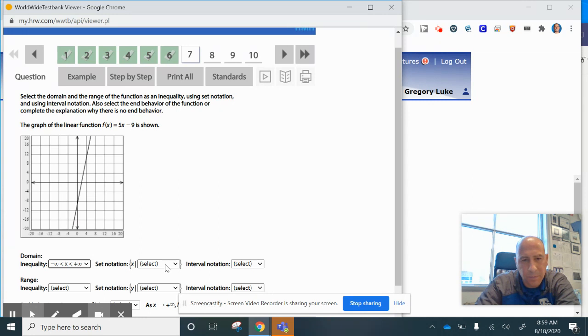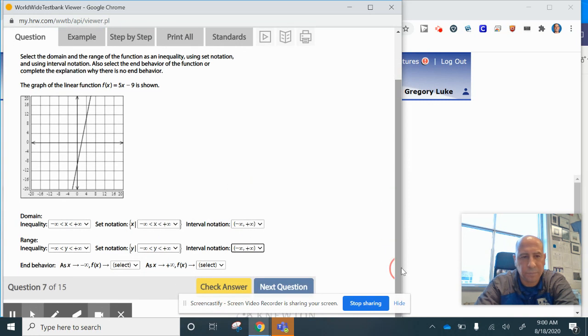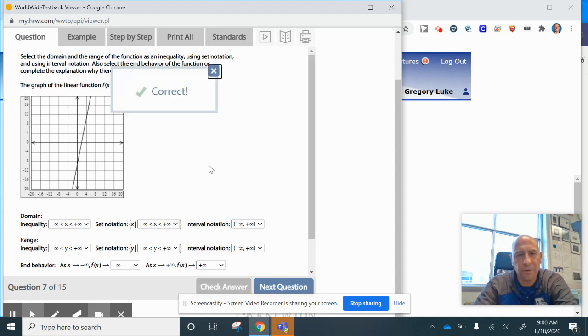It's never using the line underneath. So it's here. And remember, inequality and set are the same thing, except that set includes x such that. And then interval notation is basically negative infinity, positive infinity. It's always parentheses, never brackets. And again, domain and range is the same. There is no stopping point. And end behavior. So as x approaches negative infinity, it's going down, so it's approaching negative infinity. As x approaches positive infinity, it's going up to positive infinity. Let's check the answer. That's correct.